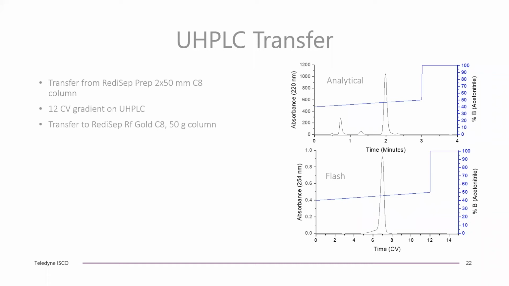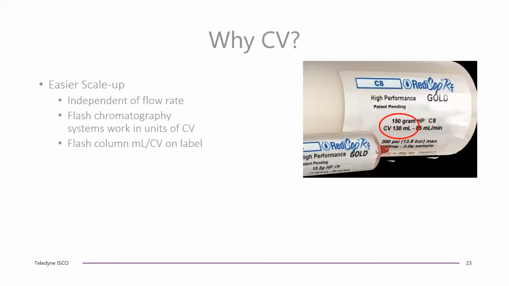I used a 12 CV gradient on the analytical column and transferred it very easily to the 50 gram ReadySep RF Gold C8 column. I like to use a standard gradient length for my HPLC runs because I know the gradient length in column volumes, and I can scale to any column size, including the 8.6 kilogram columns.